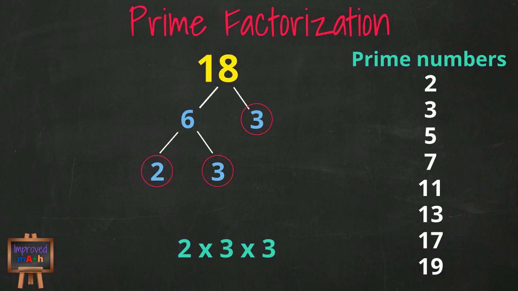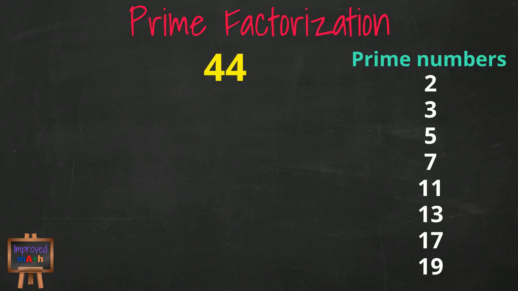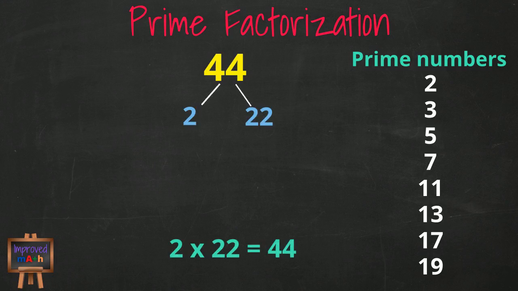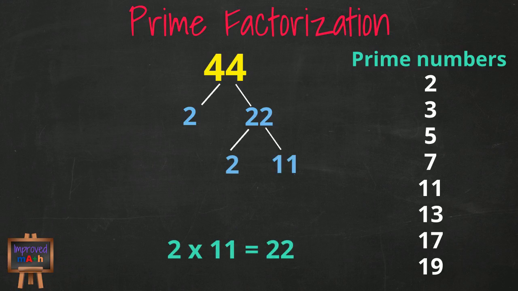One final example. Let's take 44. What 2 numbers multiplied together equal 44? To make it easy, we know 2 times 22 is equal to 44. We write down our factors here, and we know that 2 is a prime, so we move on to the 22. 2 times 11 equals 22, and both 2 and 11 are prime numbers. So the prime factorization of 44 is 2 times 2 times 11. We know that's right because 2 times 2 is 4, times 11 is 44.